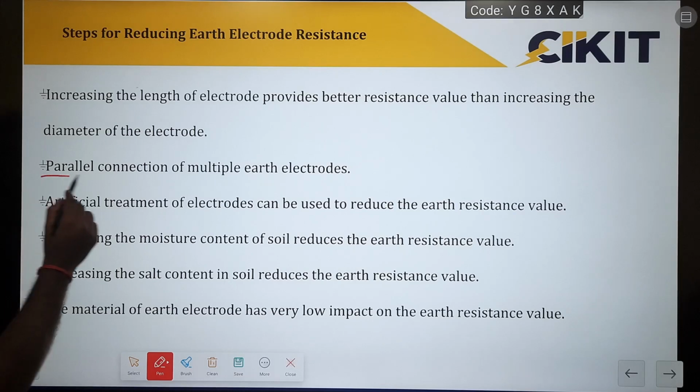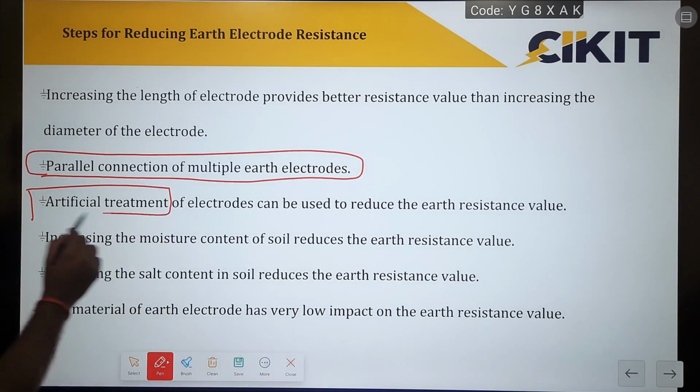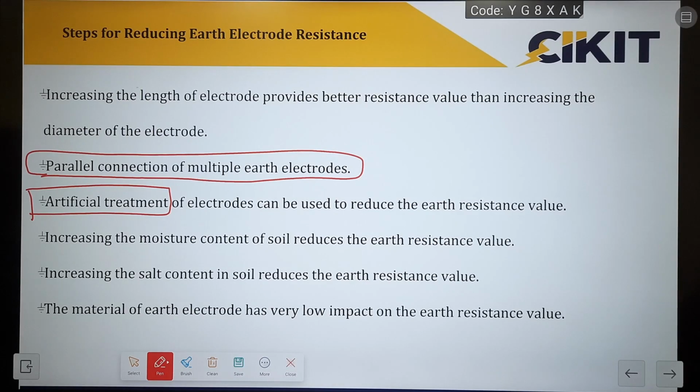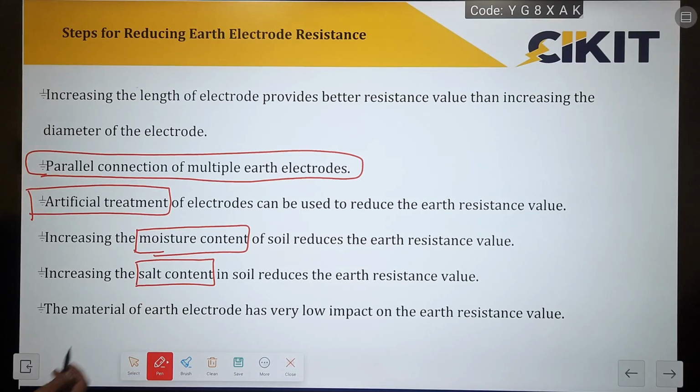Also, by providing parallel connection of multiple earth electrodes, I can reduce this earth electrode resistance value. And in the first slide, we have shown that the potential drop will be very much higher in areas very near to this earth electrode. So by providing artificial treatment, that is by providing earth enhancing compounds, I can reduce the earth electrode resistance value. And the soil resistivity mainly depends upon moisture content and the soil content. Therefore, by increasing the moisture content and soil content, I can reduce the earth resistance to some extent. So these are the points which we can use for reducing the earth electrode resistance value.